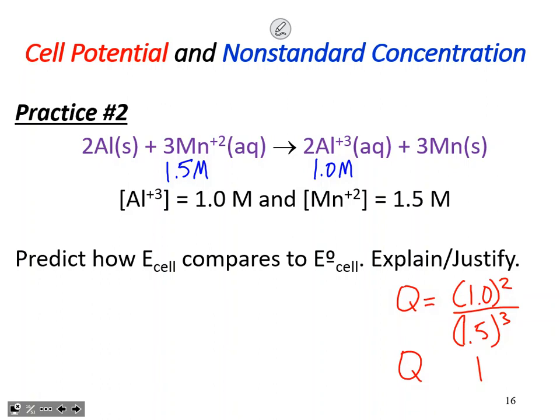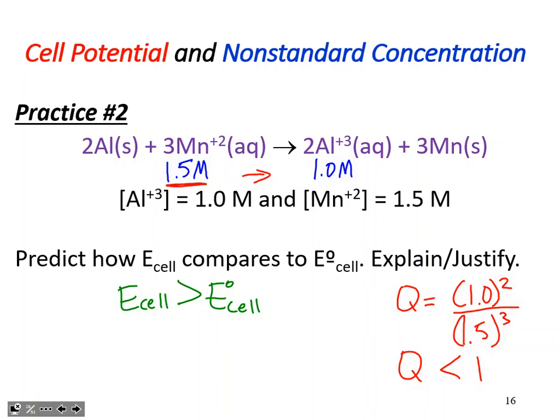Because we're dividing by that 1.5 cubed. So yeah, it's going to go this way this time. And it makes sense now because now we have more reactants, so it should be driven to the right. And therefore, when we drive it to the right, the non-standard E cell is going to be greater than the standard E cell. So it should be a little bit higher value in voltage. And so this is a way of manipulating it using concentrations to create more voltage.